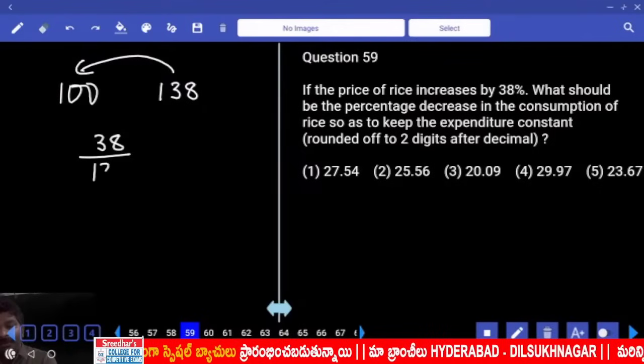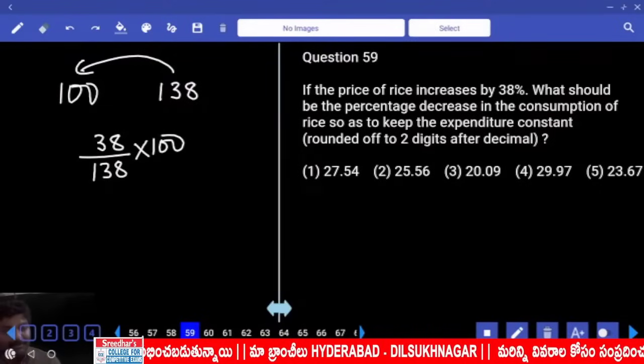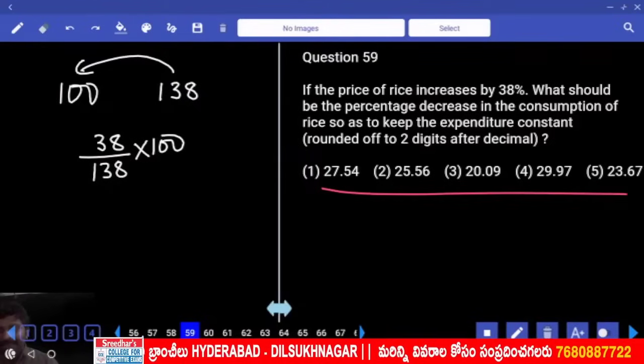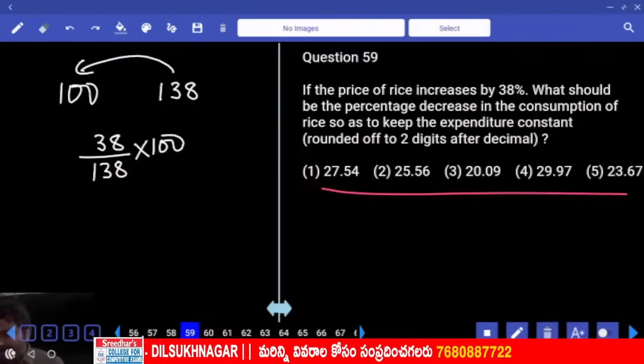From 138 percentage into 100 only. Let me look at options. Options are close to 20, 25, 30. Is that okay? Right. Let me first calculate 25% for simplification.